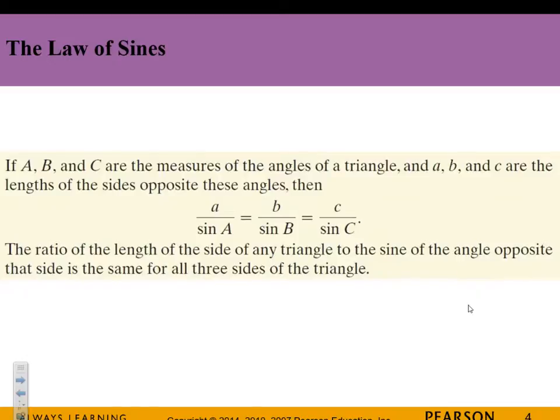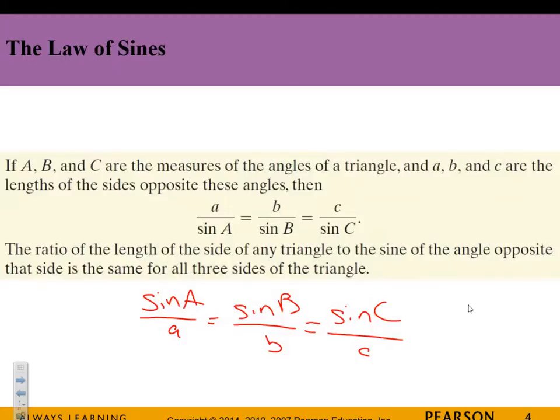If you have seen this version where they do sine A over little a, is it the same? It is the same thing. It's just a relationship in ratios on little a's, little b's, little c's. Okay? We're good?